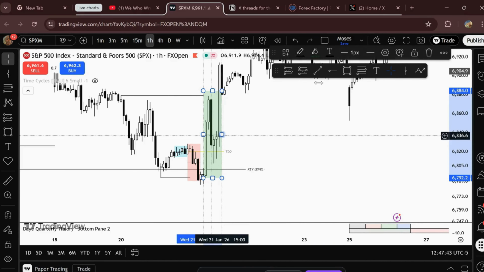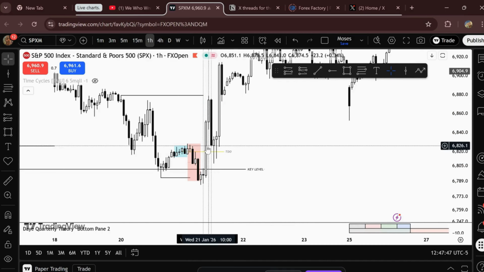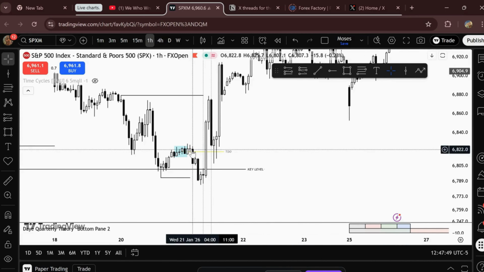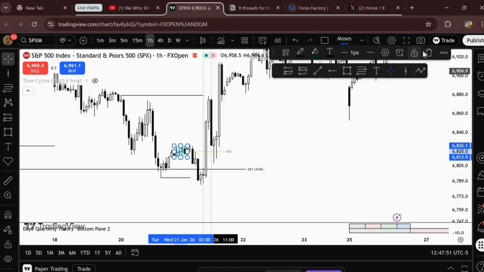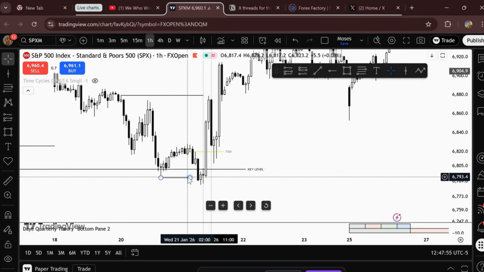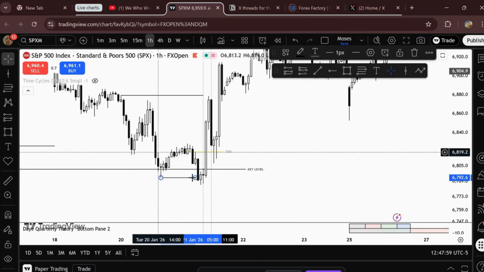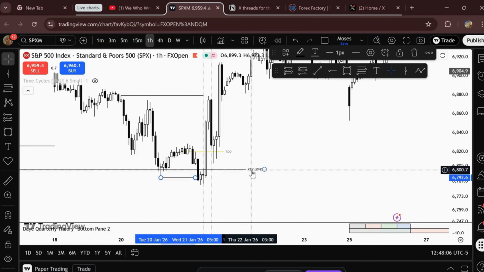Now we want to participate in the distribution phase. So what did the price do here? Price came, swept previous day liquidity. What is resting below the lows of the previous day? Sell side liquidity. So first, key level, daily order block.